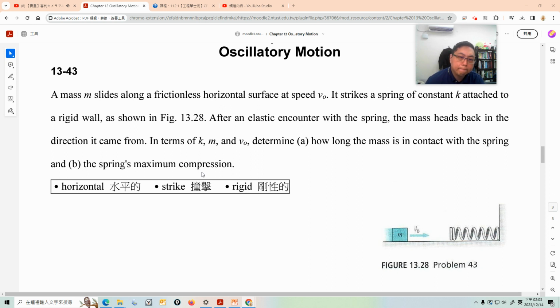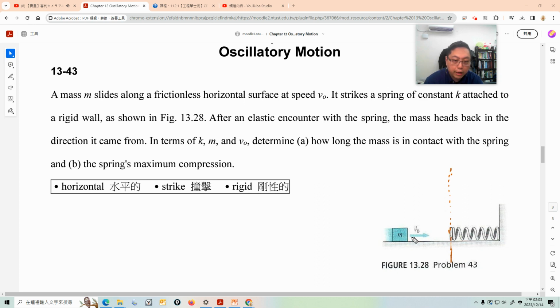I think maybe the problem is part A. Part B is very easy. Part A is how long the mass is in contact with the spring. So here is the situation. Let's assume this end strikes the spring. Let's start from here, make a line here.